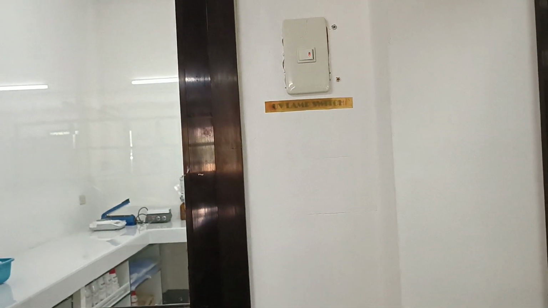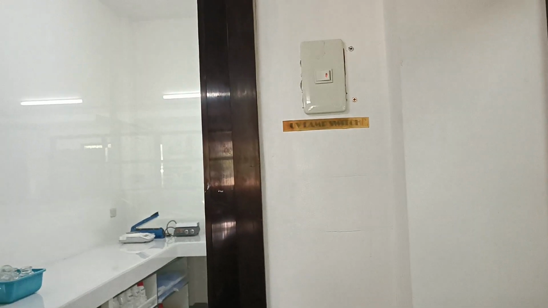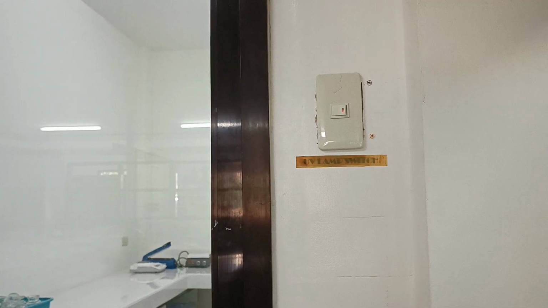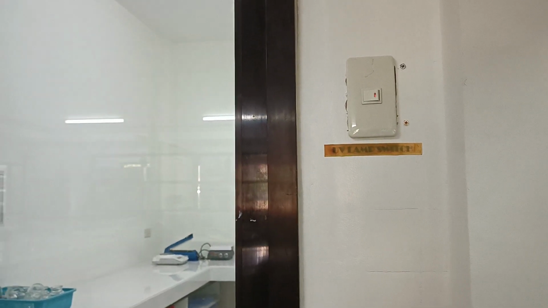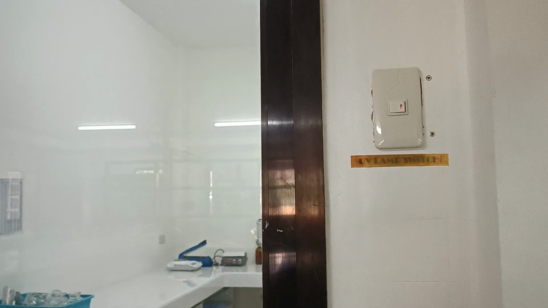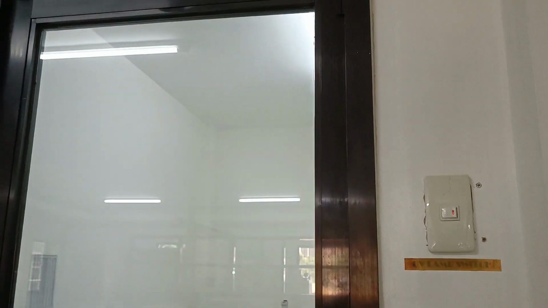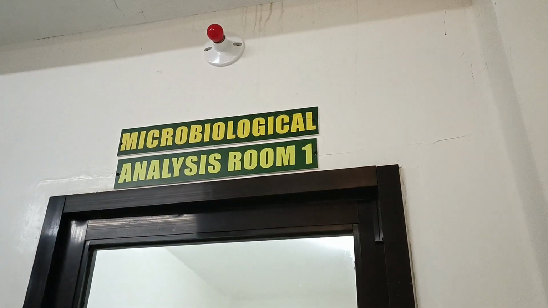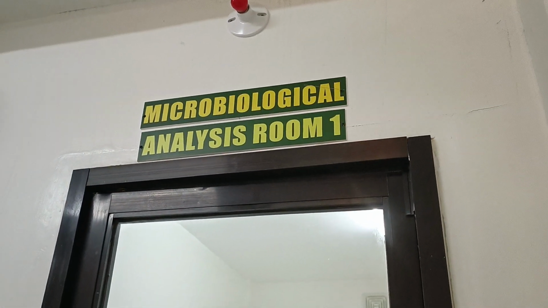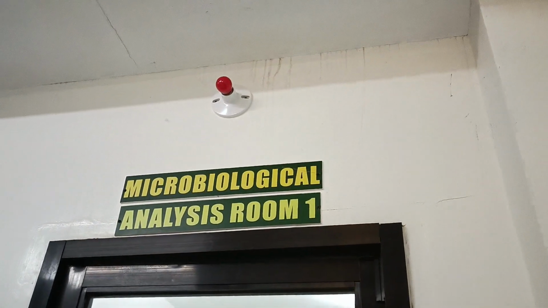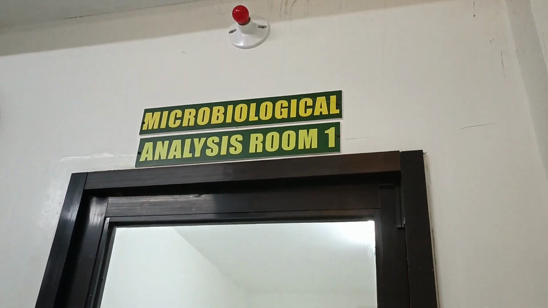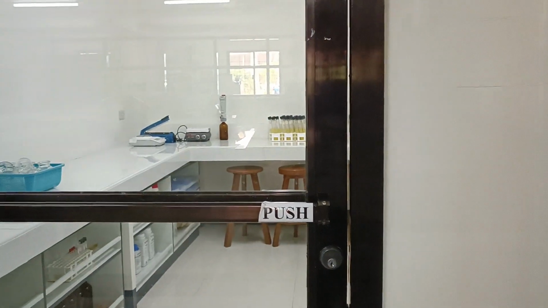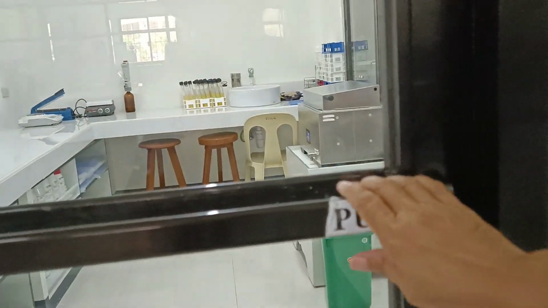We see a switch by the side of the glass door. This is for the ceiling UV lamp inside the isolation room. The light bulb above the door lights up when the UV lamp inside is turned on. Let us proceed inside.